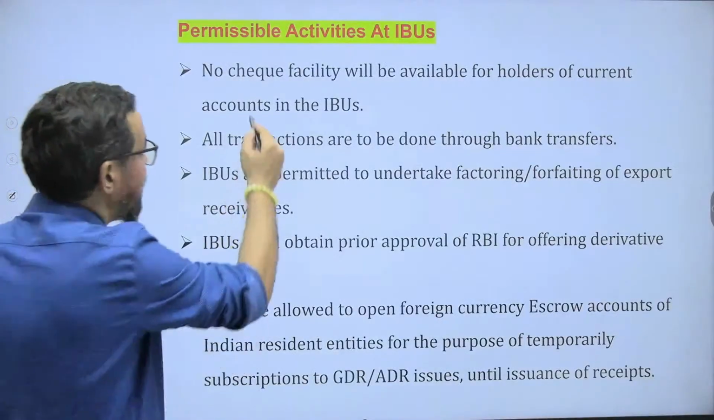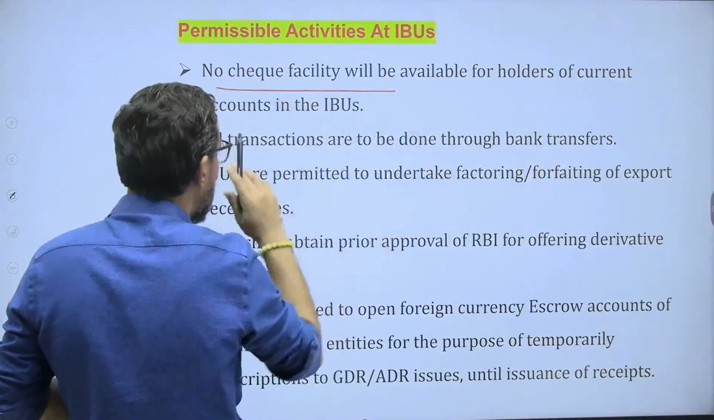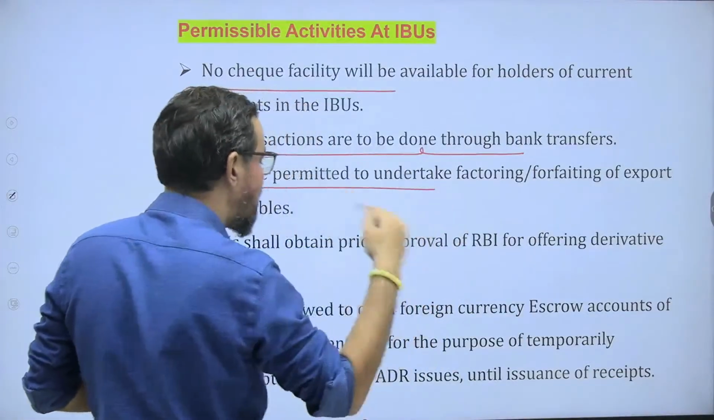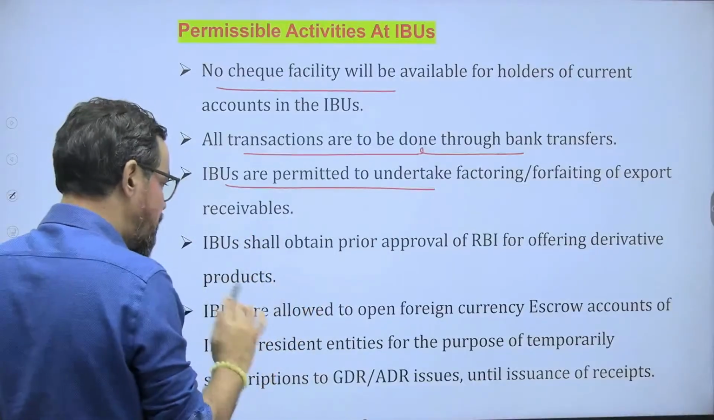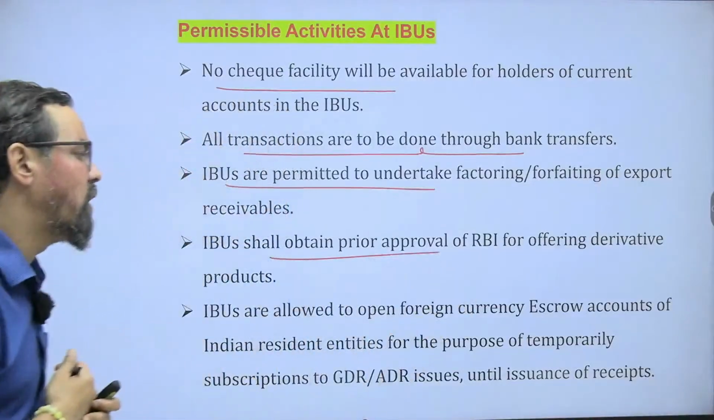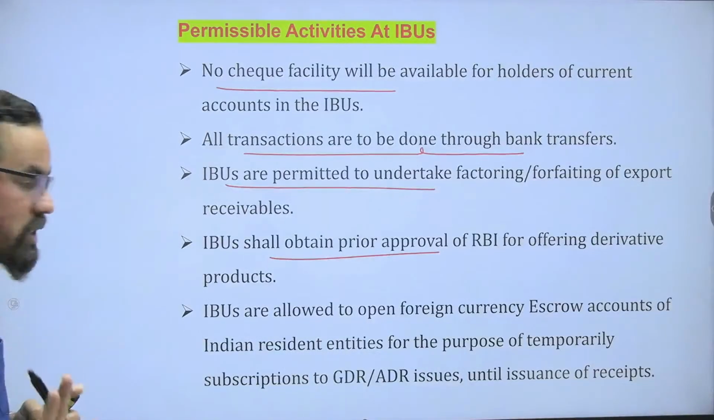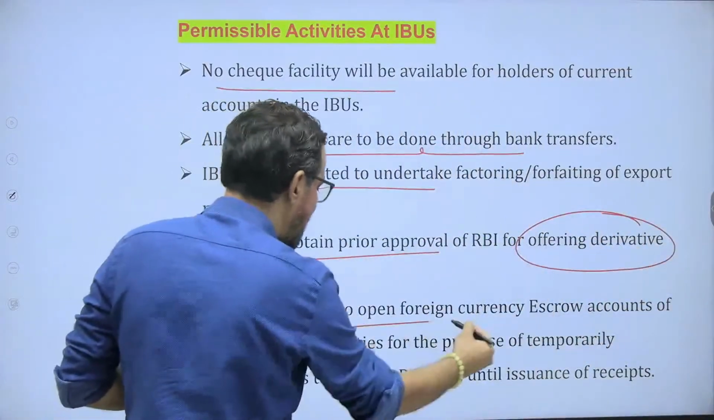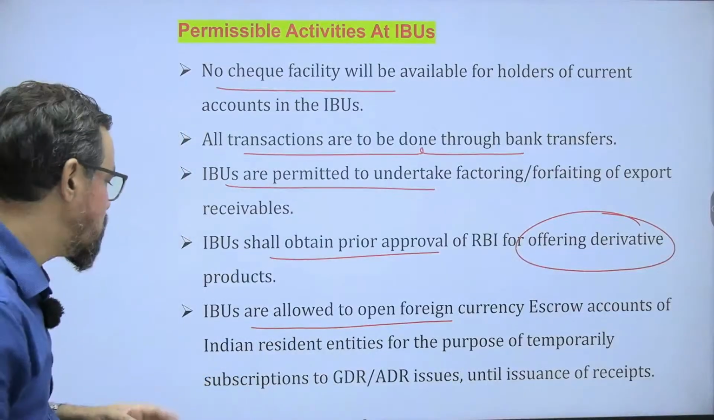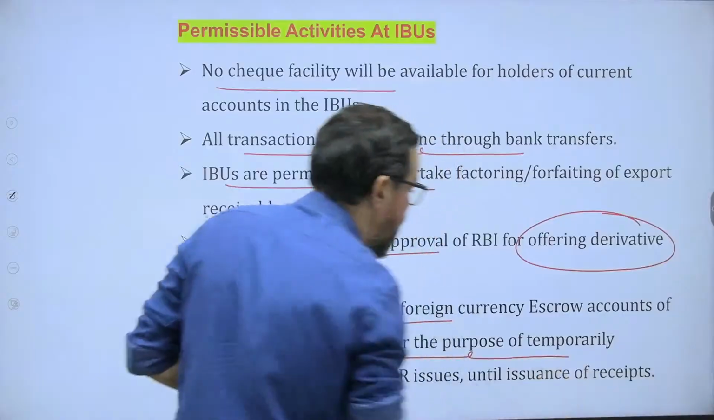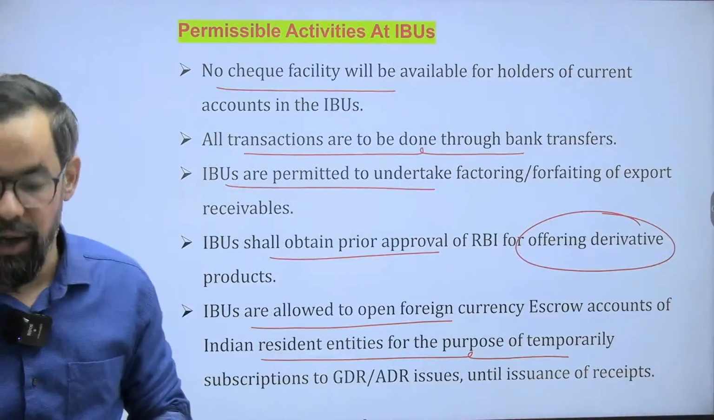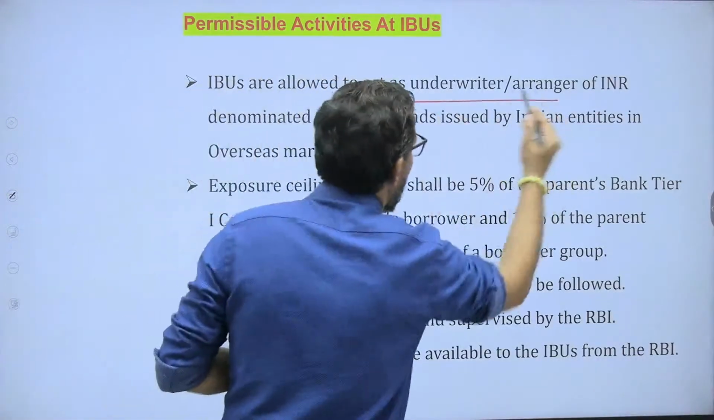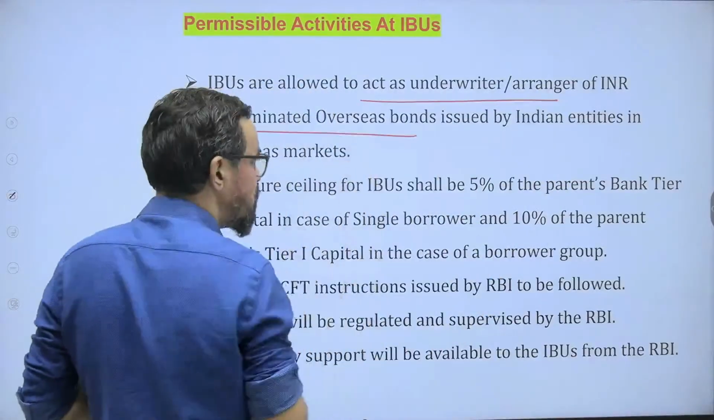No check facility will be available for the holder of accounts. All transactions are to be done through bank transfers. IBUs are permitted to undertake factoring and forfeiting of export receivables. IBUs shall obtain prior approval of RBI for offering derivative products. Okay, for offering derivative products. IBUs are allowed to open foreign currency escrow accounts of Indian resident entities for the purpose of temporary subscription of GDR, ADR and other shares. Okay? So these are the areas. Permissible activities: IBUs are allowed to be underwriters or arrangers of INR denominated overseas bonds.